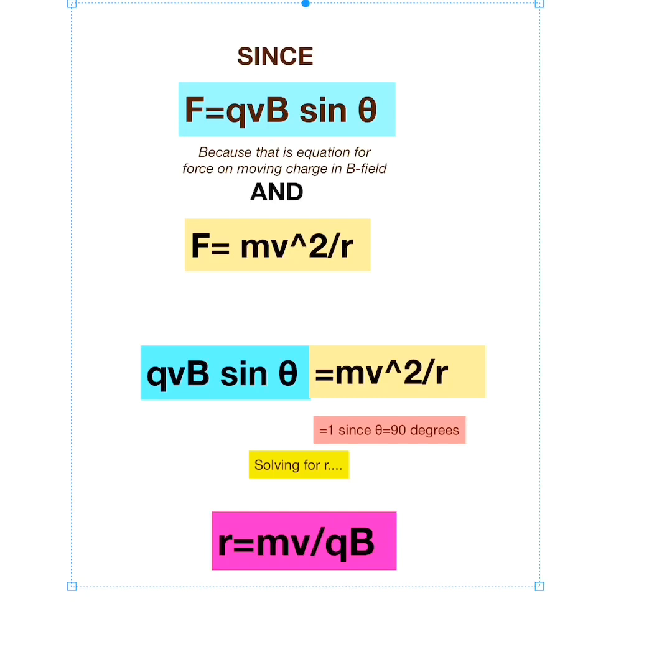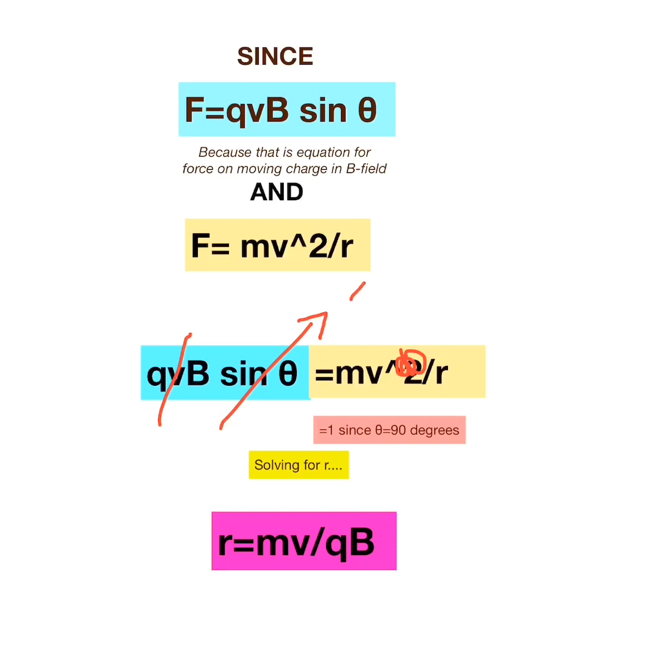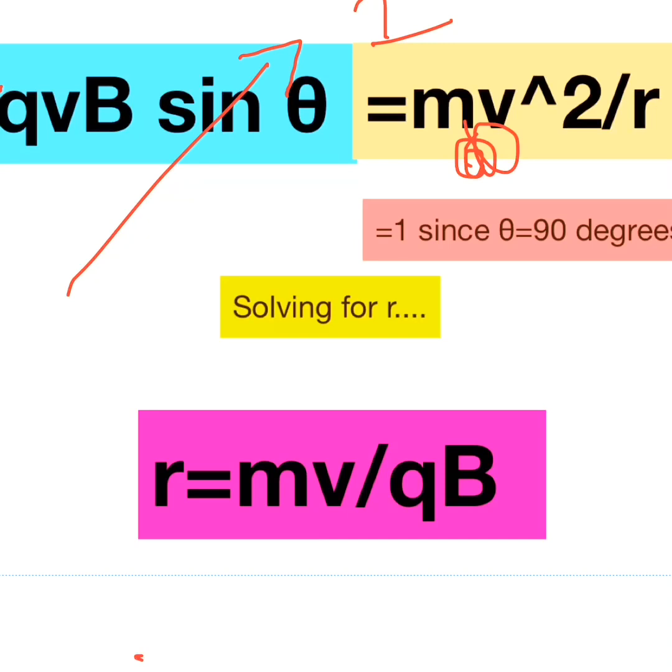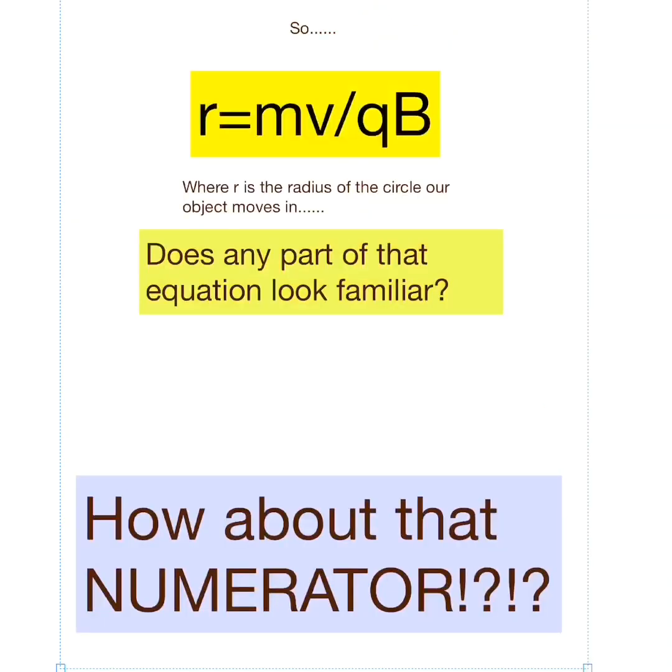And we can simplify that equation as we see the v's cancel, leaving just v and no v squared on one side. And since theta is 90 degrees in this case, then the sine of theta is 1, so that drops right out of our equation, and it brings us to a solution for r. r is equal to mv over qB.